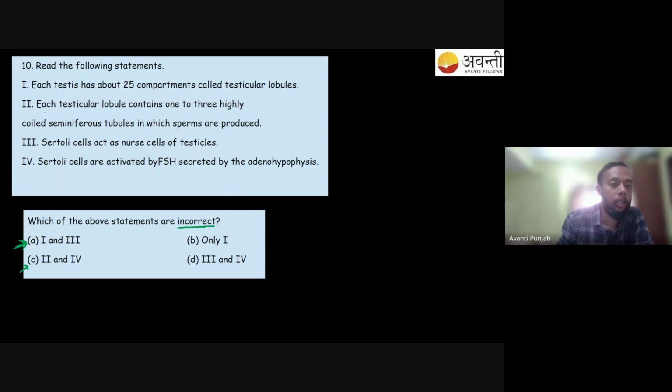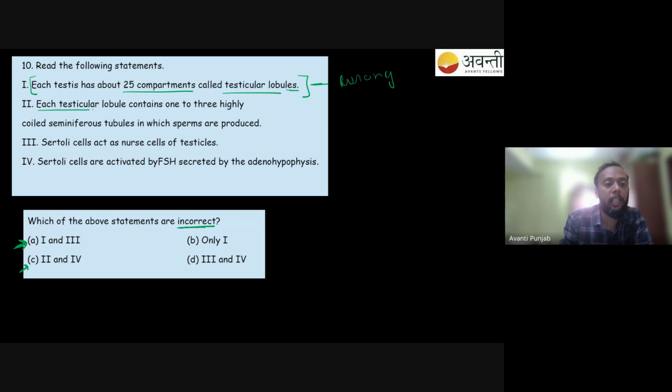लेट्स सी. So each testis has about 25 compartment called as my testicular lobules. ये बात तो आपके यहाँ पे wrong है. That's an incorrect statement. आप ये बात यहाँ पे जानते हो, because you will have 250 compartments in the testicular lobule, so that is why this is wrong. तो एक तो चलो मैं यहाँ पे मिल गया. So one is something I have found over here, right?